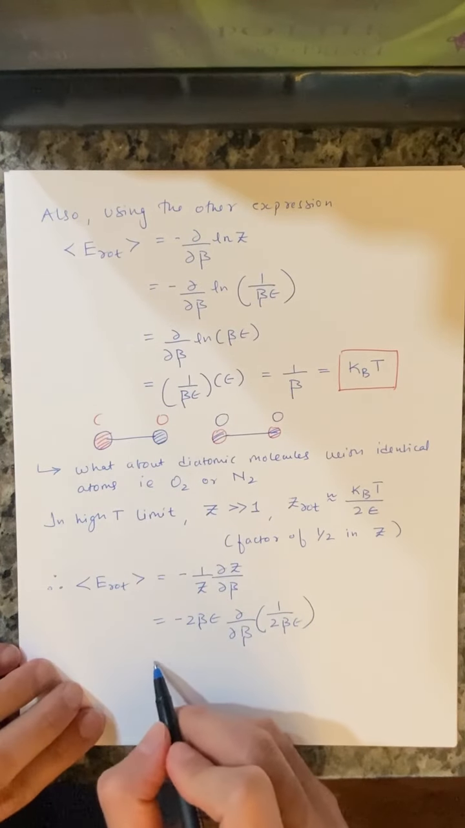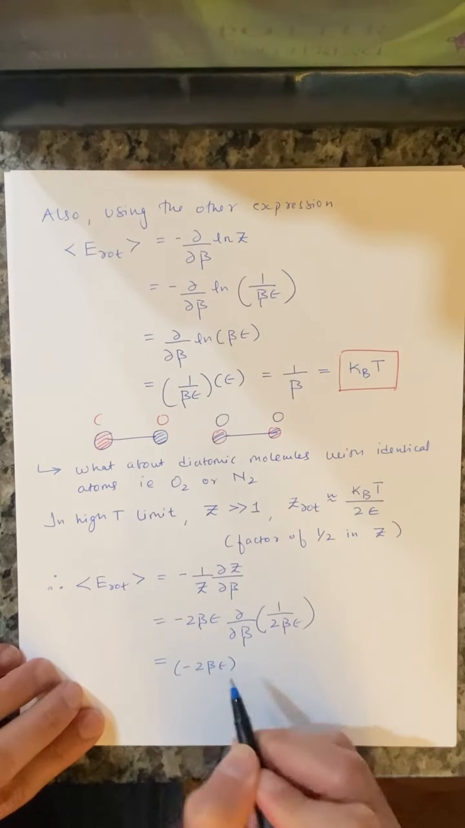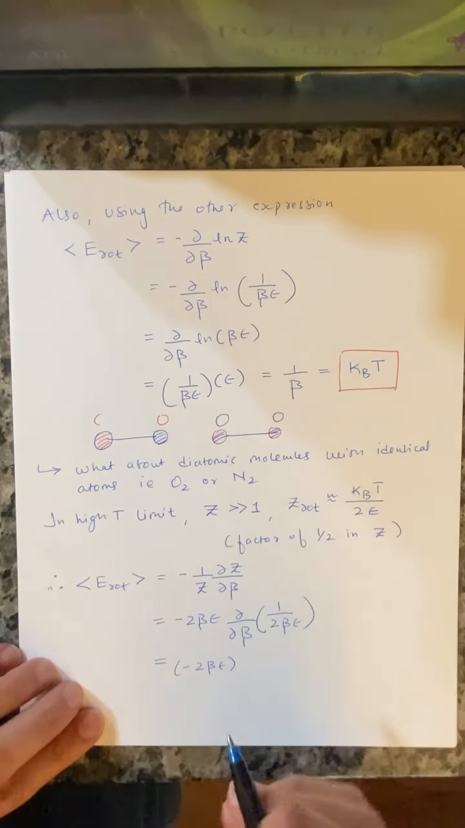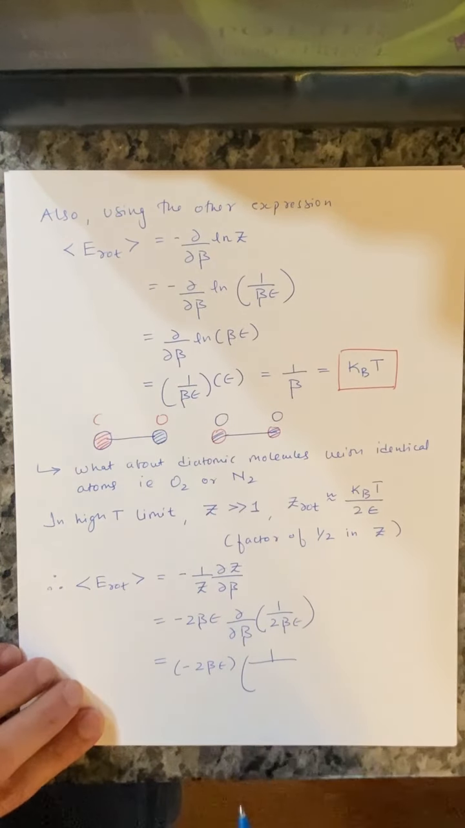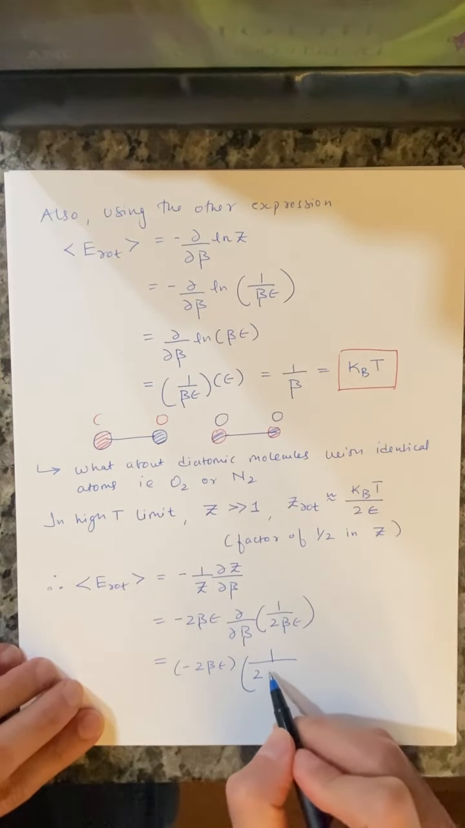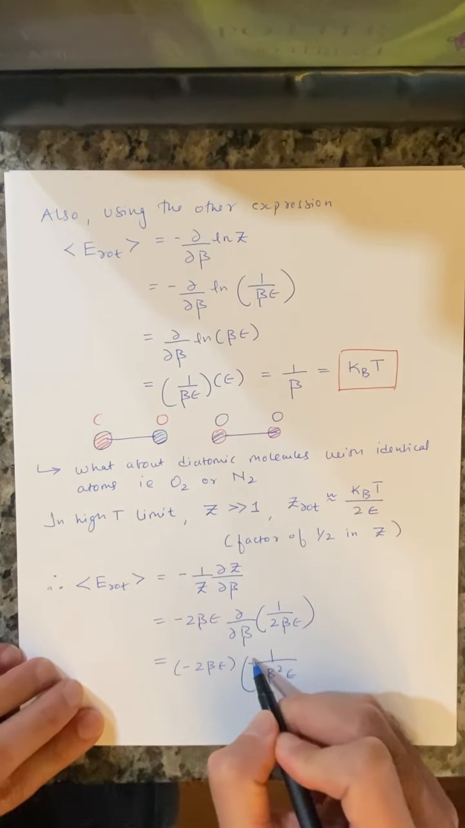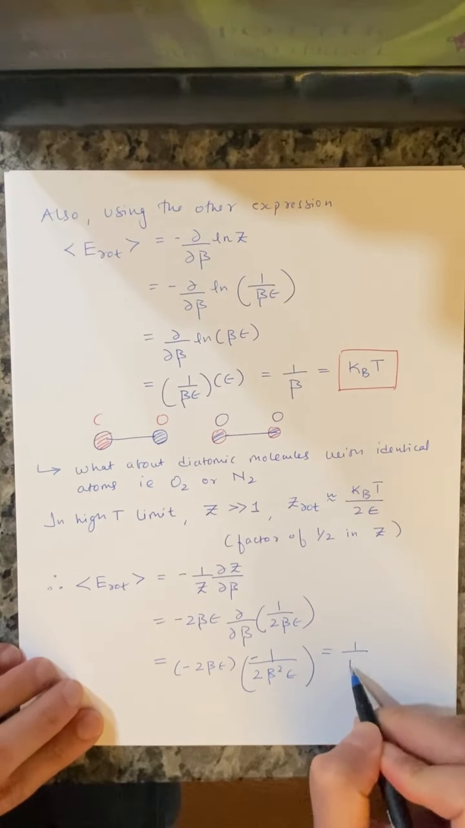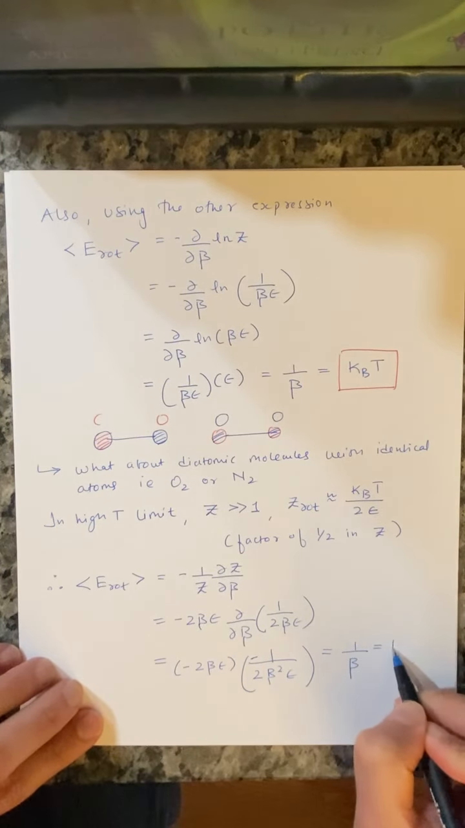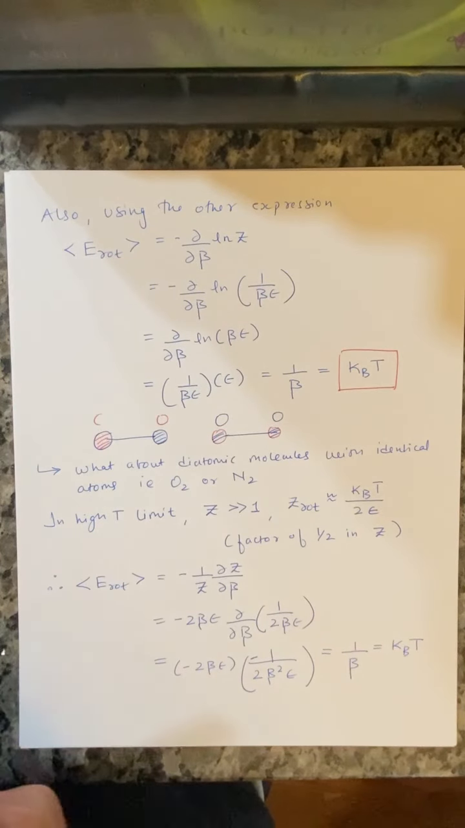Once you do this, the answer you get is what? Minus 2βε still stays, obviously, and you're differentiating this with respect to beta. It's in the denominator, so it's going to become 2β squared ε, and the minus sign will come in. If you solve this, you end up with 1 over beta, which is again equal to kBT. Nothing has changed.